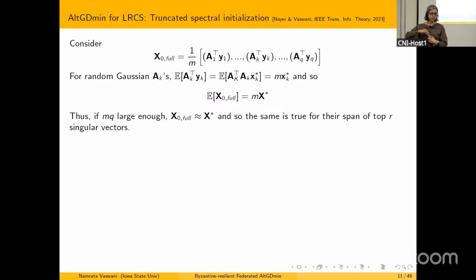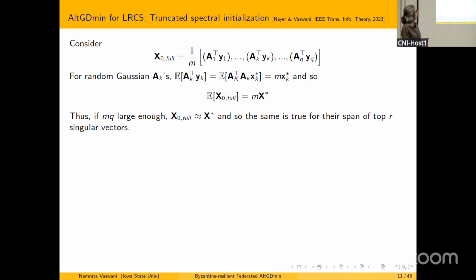Coming to the initialization, if you've seen low rank work, you'll understand this, that the typical approach to initializing a low rank matrix is to look at the adjoint operator. In this case, it is A_k transpose y_k. And what you can show is that its expected value is essentially a scalar m times the column x star k. So essentially, A_k transpose A_k has expected value identity, or constant times identity.